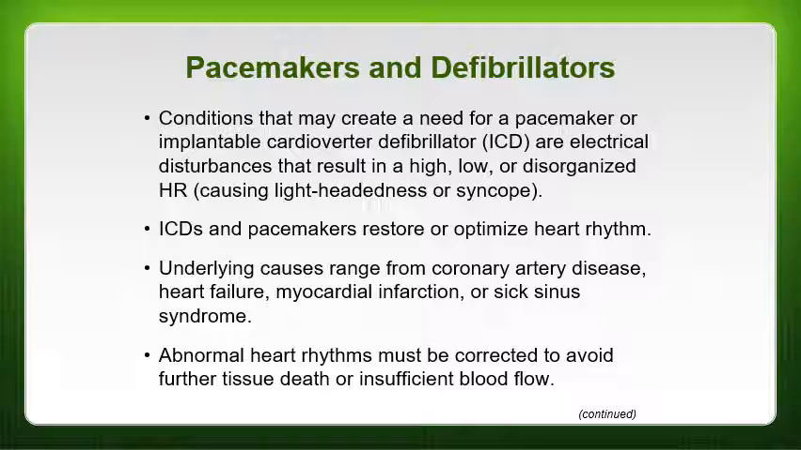And the idea is you need the abnormal heart rhythm corrected to avoid any future tissue death or just general insufficient blood flow. There are various types of abnormal heart rhythms. Your textbook talks about some of them. There's the bradyarrhythmia, which is an abnormally slow heart rate. You also have what are called heart blocks, where there's a delay in the electrical conduction system throughout the heart, which creates an interruption. Any of those things would need to be treated possibly with a pacemaker or a defibrillator.